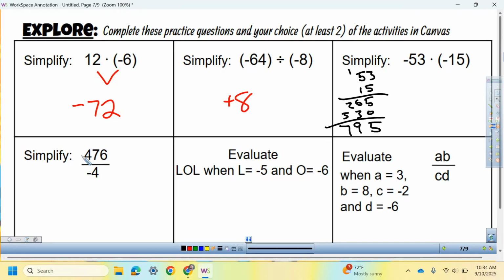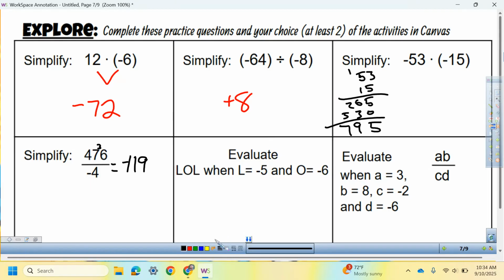All right, for the next one, a positive divided by a negative is going to give me a negative answer. 4 goes into 4 once. 4 goes into 7 one time with 3 left over. And 4 goes into 36 9 times. So there's our answer, negative 119.